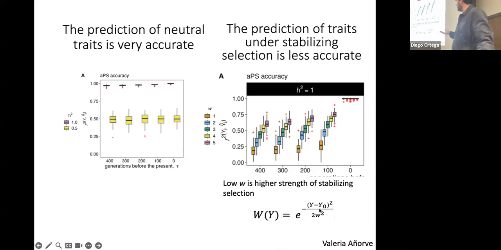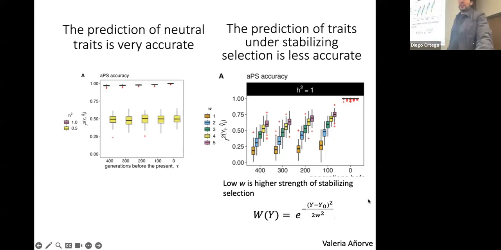Stabilizing selection can be thought of as a Gaussian function. In this Gaussian function, we have a parameter called W, which tells you how strong natural selection is acting on the trait. When W is lower, there's a higher strength of stabilizing selection. So when W is equal to 1, it's stronger than when it's equal to 5. When it's equal to 1, that Gaussian function is steeper, and when it has a higher value, it's not as steep.